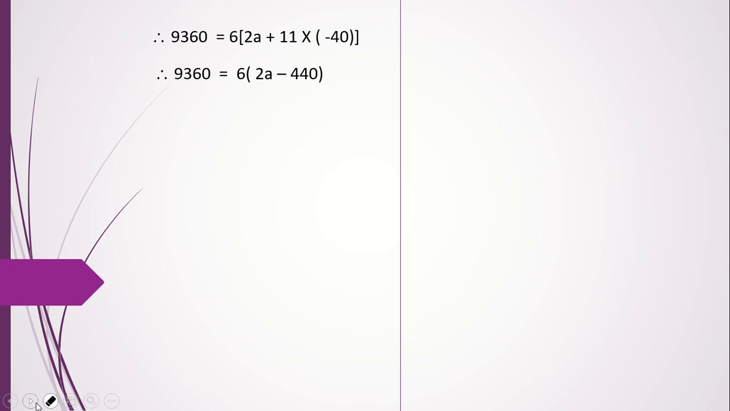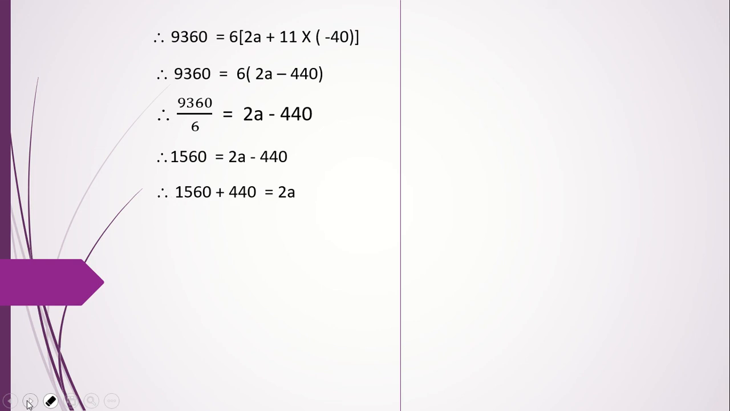Okay, so here in the bracket, after multiplying 11 into minus 40 we get minus 440, and the 6 will go down and become division. So we have 2a minus 440 divided by... let's see how much we get. 1560. Now this 440 is minus, subtracted there. Bring it here, add it. See what we get. When you add it, we get 2000. So we get a is equal to 1000 now.